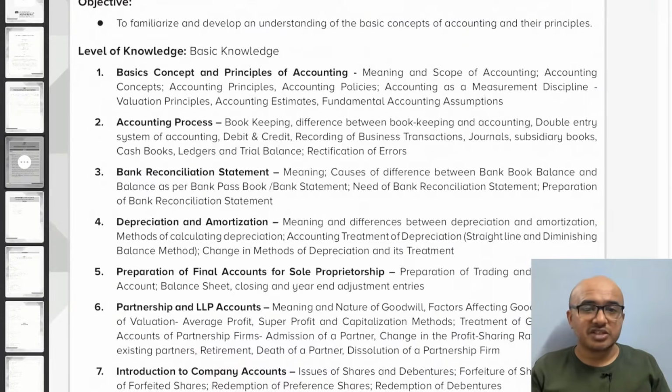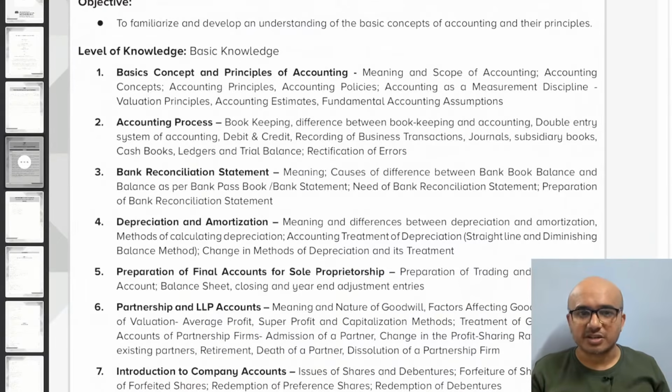After bank reconciliation statement, we have depreciation and amortization, which is again a copy of what we have in CA. There we have another chapter which is inventory. Thankfully, it is not there here. That's a small chapter, doesn't matter. Depreciation and amortization, again, this is something which you would have studied in 11th, if I'm not mistaken. So depreciation, we know, is nothing but the permanent reduction in the value of an asset, and we have that.